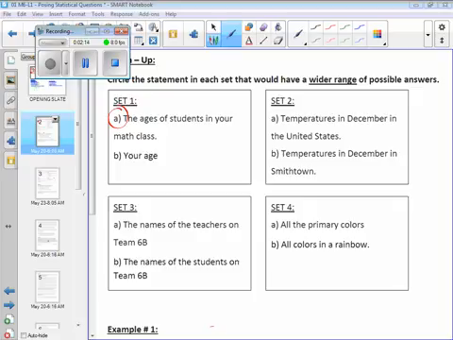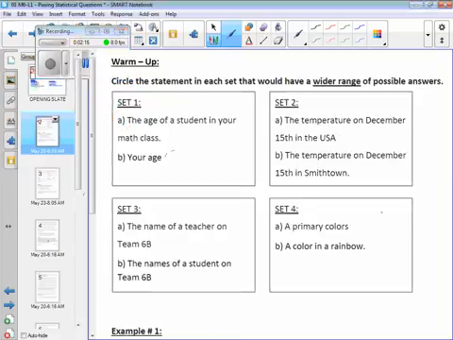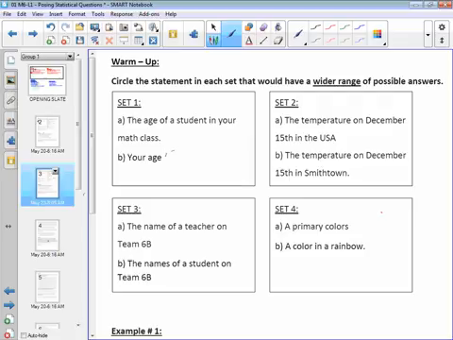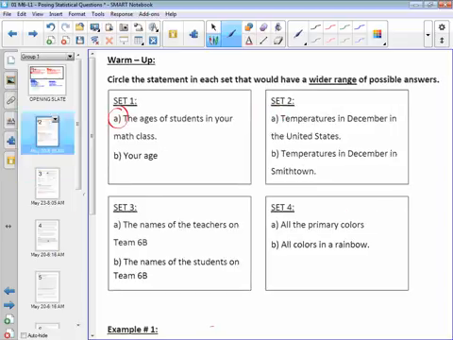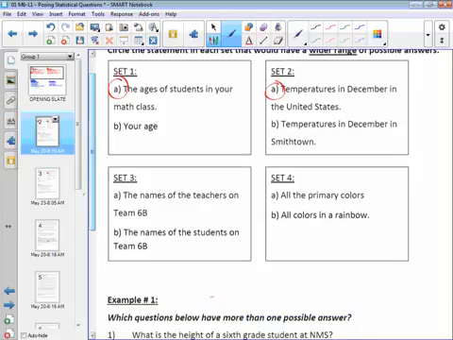So whether you have this version or this version, which answer would have the greater range of possible answers? A, because obviously the United States is more spread out, so the temperatures are more spread out. So the answer is A on both sheets, whichever copy you have. And by the way, the difference is only with this page. Everything else is pretty much the same. Set 3 might also be different too. Check which version you have.